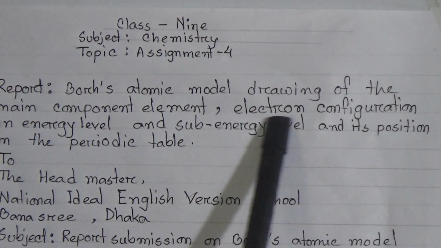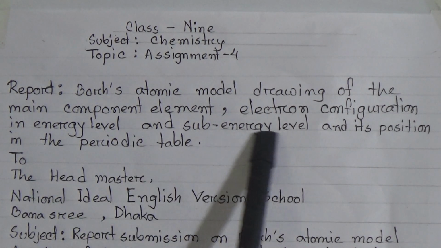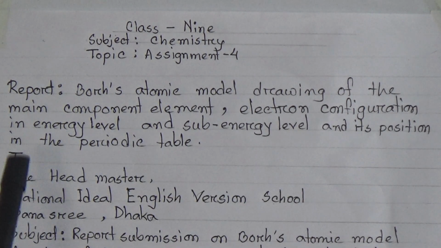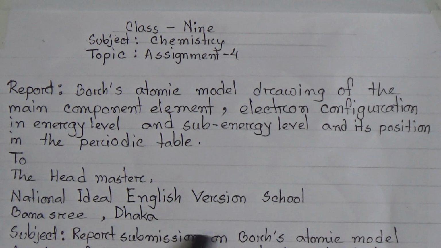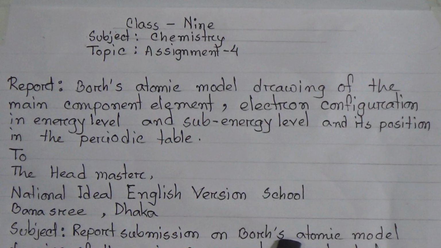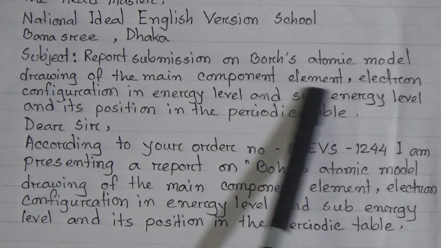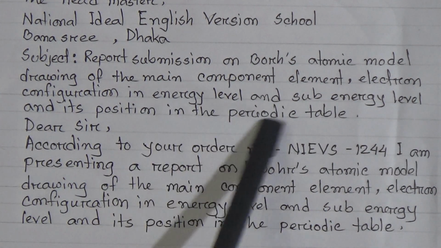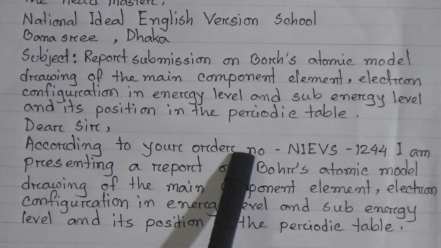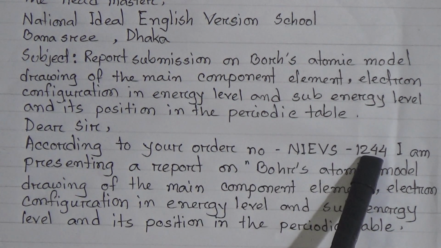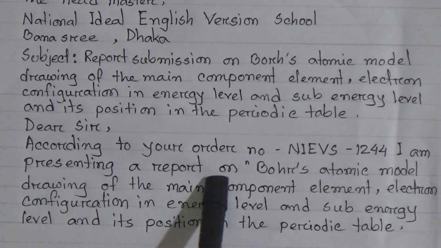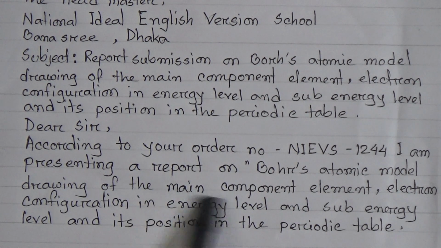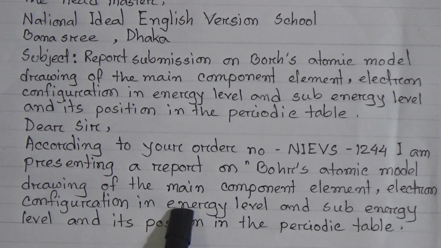First, the report: Bohr's atomic model drawing of the main component elements, electronic configuration in energy level and sub-energy level, and its position in the periodic table. To the Headmaster, National Ideal English Version School, Banasree, Dhaka. Subject: report submission on the Bohr's atomic model drawing of the main component elements, electron configuration in energy level and sub-energy level, and its position in the periodic table. Dear sir, according to your order, I am presenting a report on Bohr's atomic model drawing of the main component element, electron configuration in energy level and sub-energy level, and its position in the periodic table.